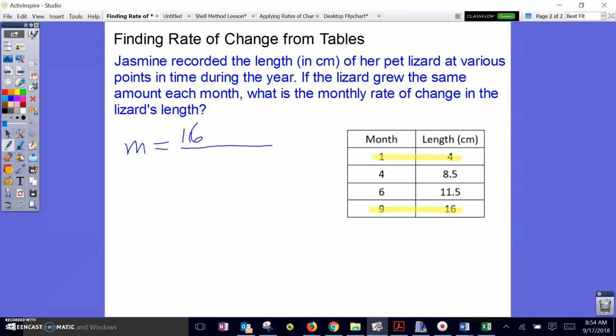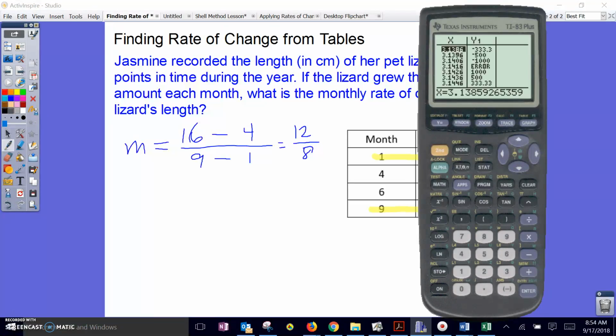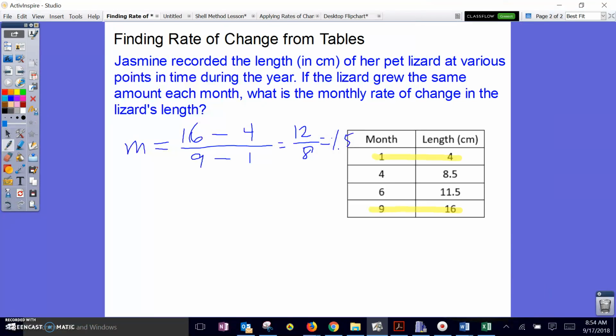Length up in the numerator and my month in the denominator. Do the calculations and I end up with 12 over 8. Which, if you need to, we'll go ahead and do 12 divided by 8. Then we get 1.5. So the slope is 1.5.